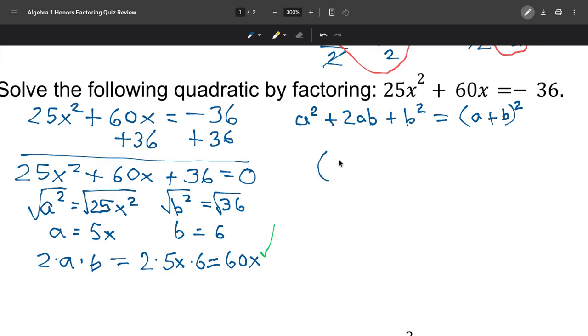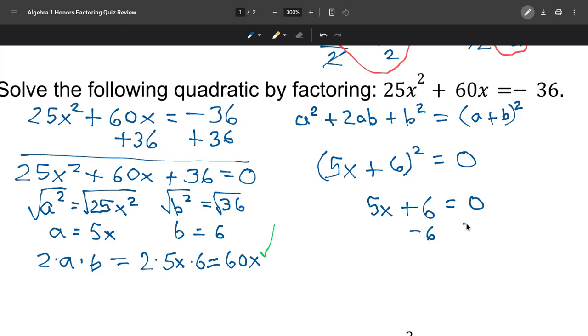So this is going to just factor to a plus b squared. So I'm going to write this as 5x plus 6 squared is equal to 0. Now when I solve this, it's only going to have one unique real solution. So I'm just going to write 5x plus 6 equals 0 because this is 5x plus 6 times 5x plus 6. I only want to set this 5x plus 6 equal to 0 once because there's no point in doing it more than once.